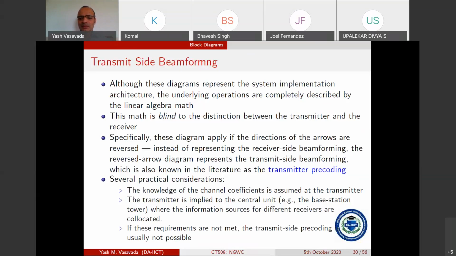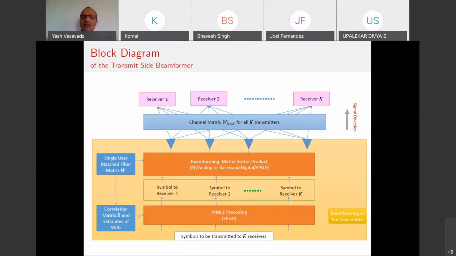But with those caveats aside, I can draw the same diagram in an upside down manner or the reversed arrow manner. So now this antenna array has become my transmitter, and all of these devices are now becoming receivers. That is why I made them pink in color, and this is now the color that we had used to denote the transmitter. But otherwise the math remains the same.